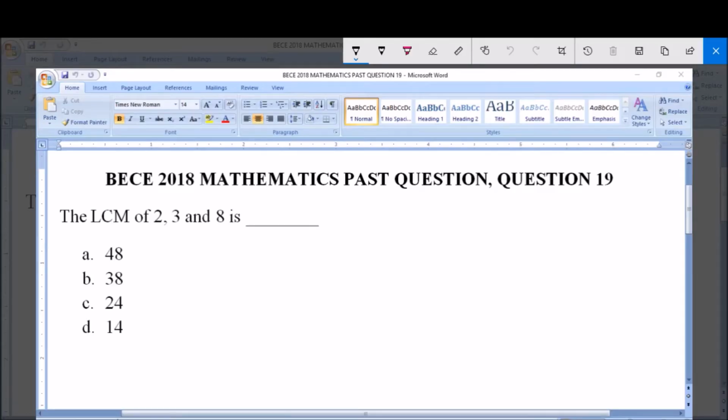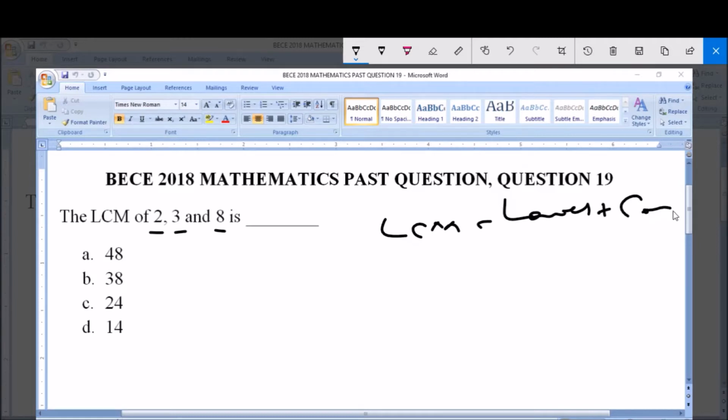Today we're going to be dealing with BECE 2018 Mathematics past question, question 19. The LCM of 2, 3 and 8 is dash: A 48, B 38, C 24 and D 14. So we have to find the LCM of the following set of numbers, which is 2, 3 and 8. Now LCM simply means what? Lowest common multiple.